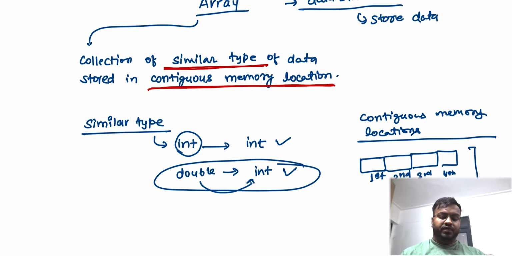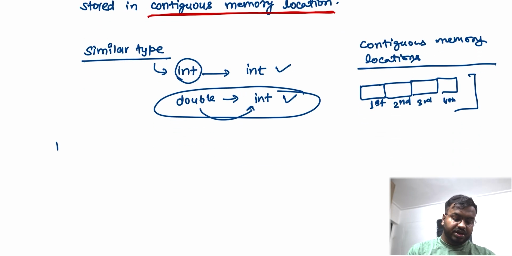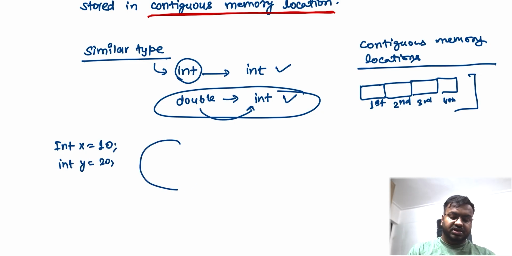See, in case of variables, what happens if you create two variables, int x is equal to 10 and int y is equal to 20. Suppose this is your memory, then x is created over here, y can be over here. x can be at any random location, y can be at any random location. It is not mandatory that both will be present next to each other. They can be at any random location.